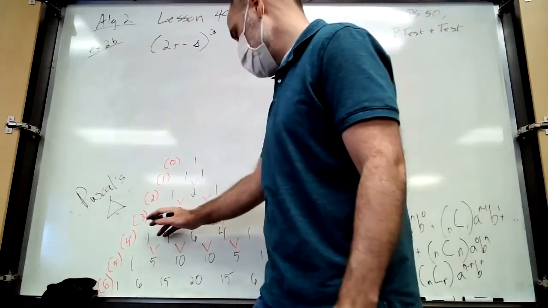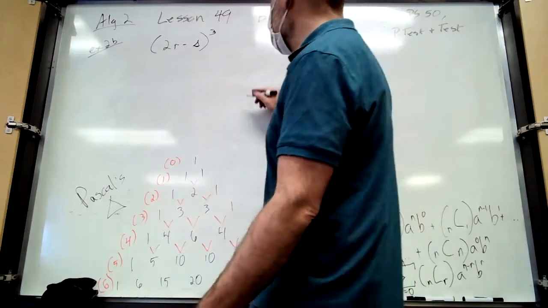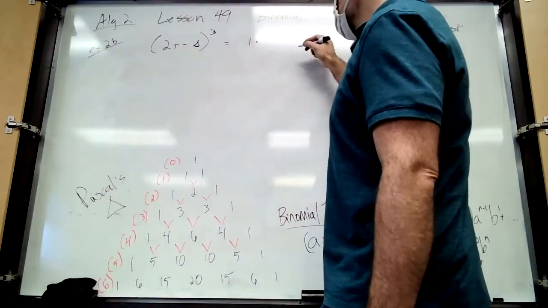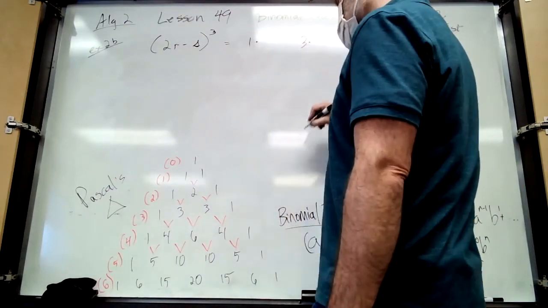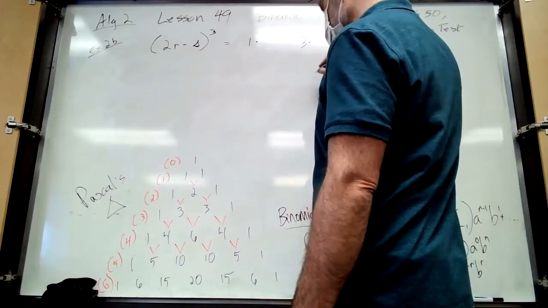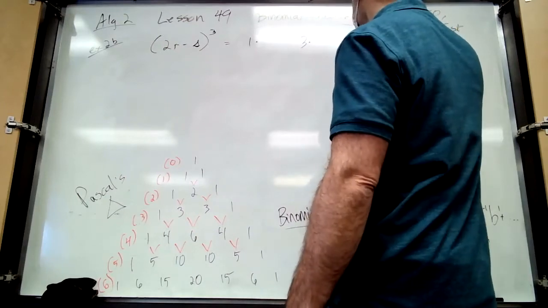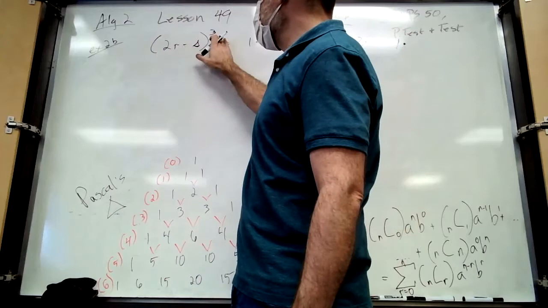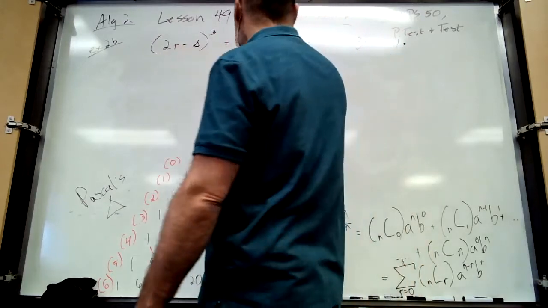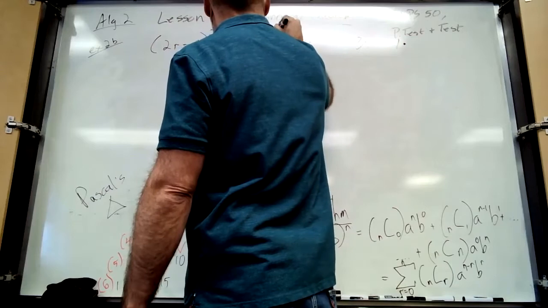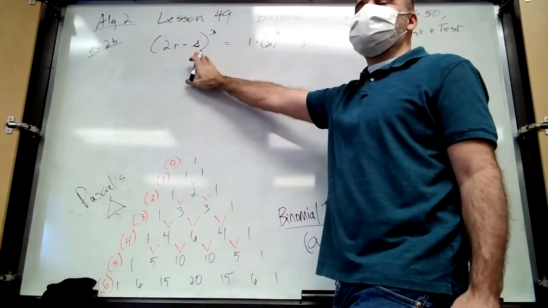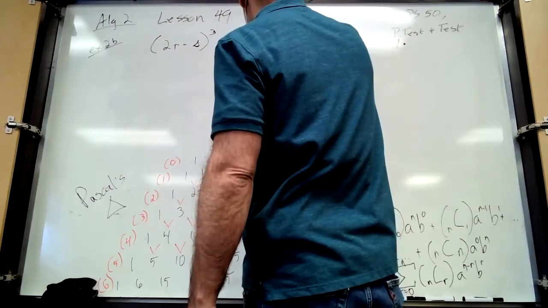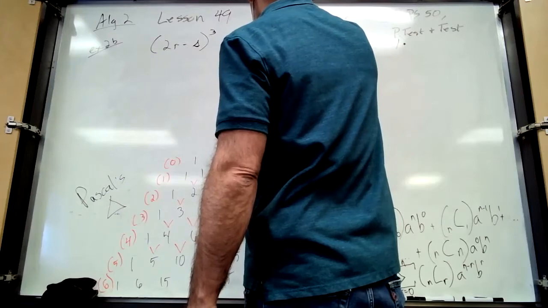I'm just going to write this line of coefficients. So it's going to be 1 times something plus 3 times something plus 3 times something plus 1 times something. Okay? Now here's the somethings. You're going to apply this exponent to this first term. So this is going to be 2r cubed. And then you're going to apply a 0 exponent to the s, okay? Or the negative s. Negative s to the 0.